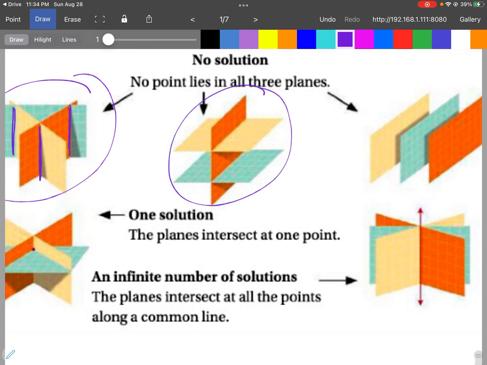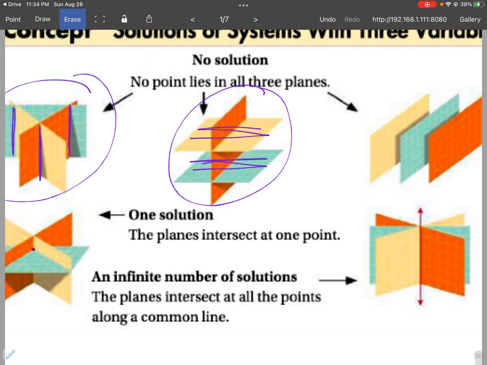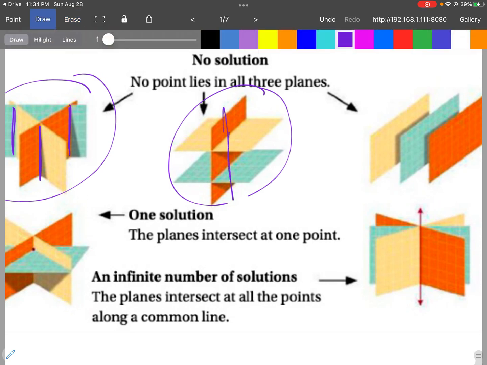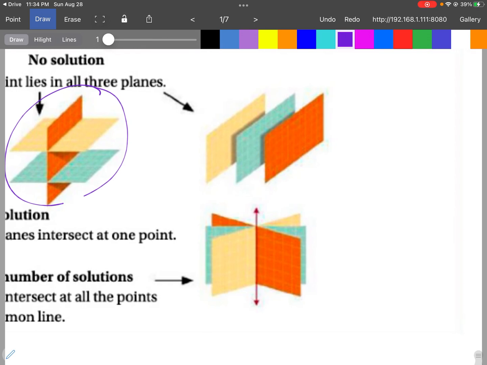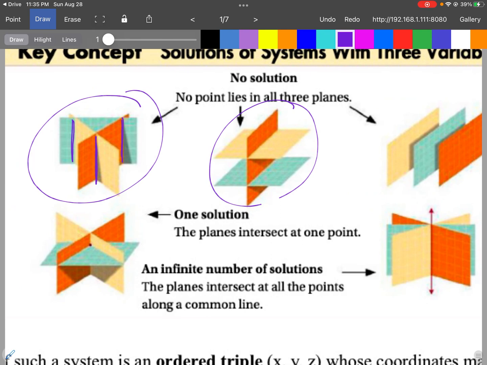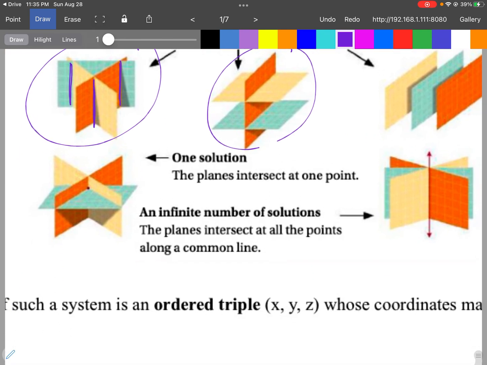Then if we look at this middle one, same thing. We've got a plane going across here, we've got a plane going across here, and then we have that vertical one that is cutting through both of our planes, but there's nowhere that all three of them come together in the same place. Then this last one is where all three planes are parallel. If they're all parallel, then nothing is ever going to cross either of the other two. So all three of those would be examples of no solution.